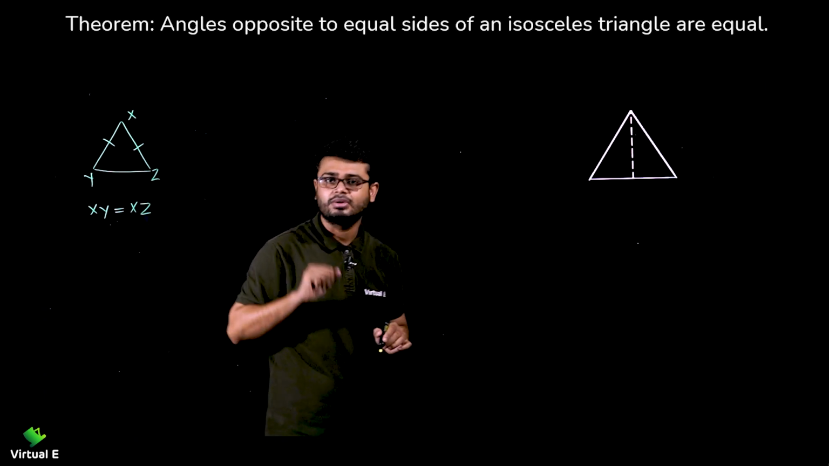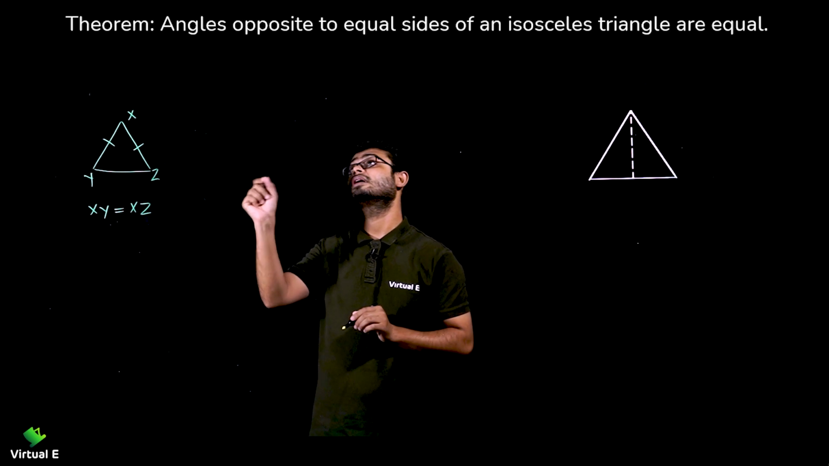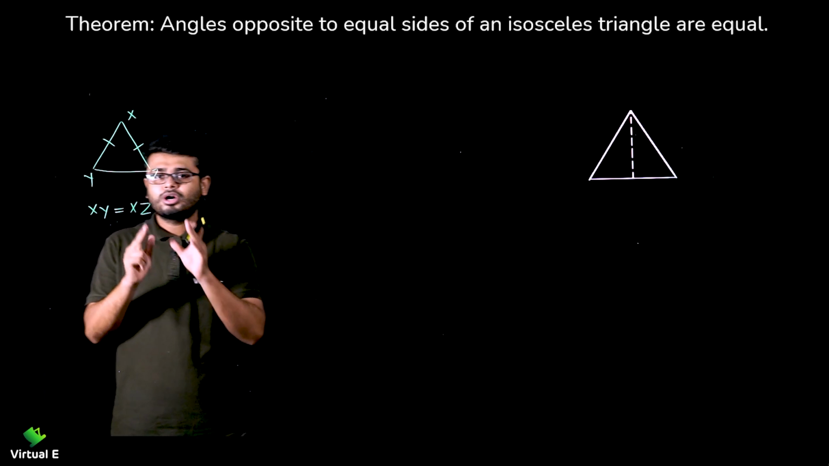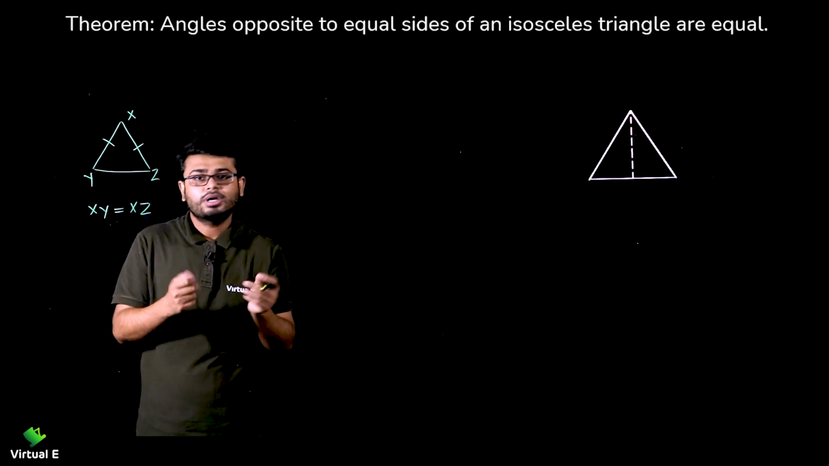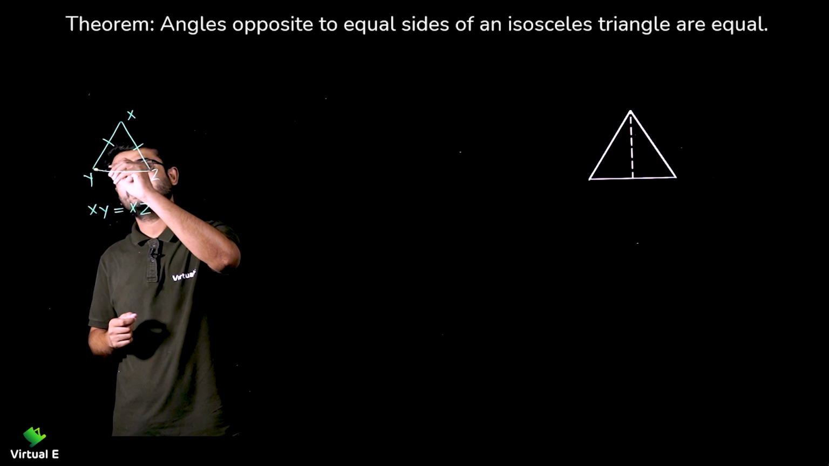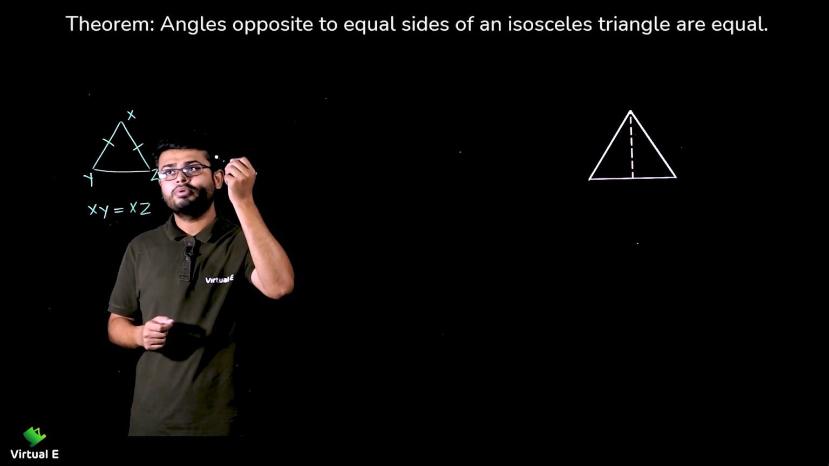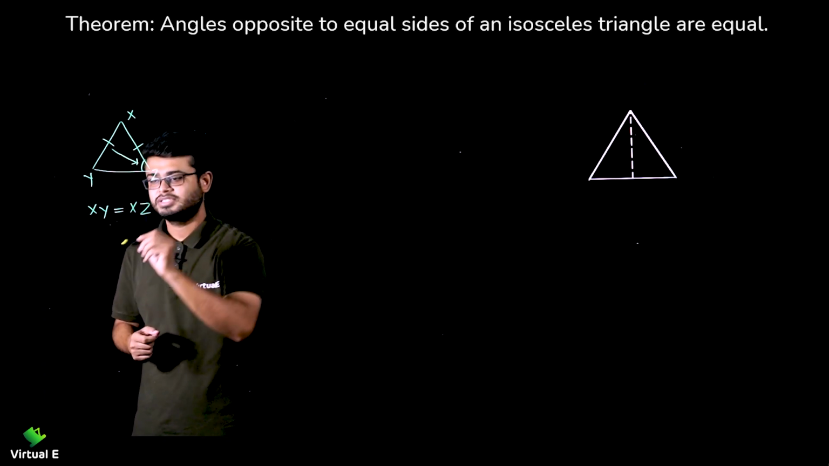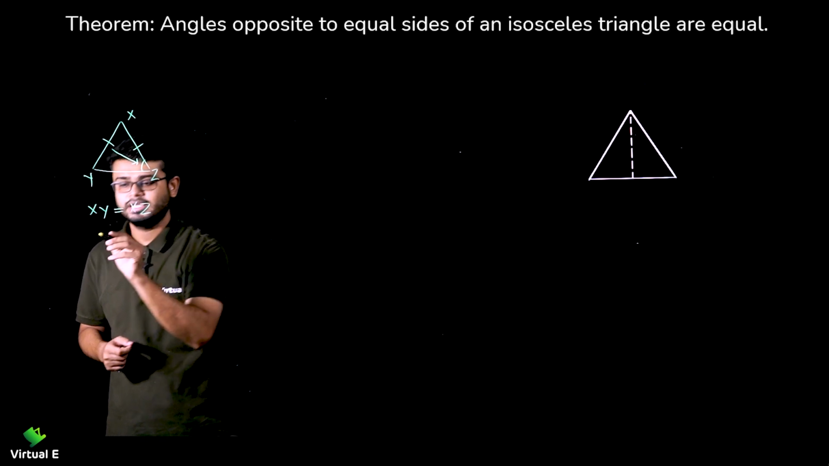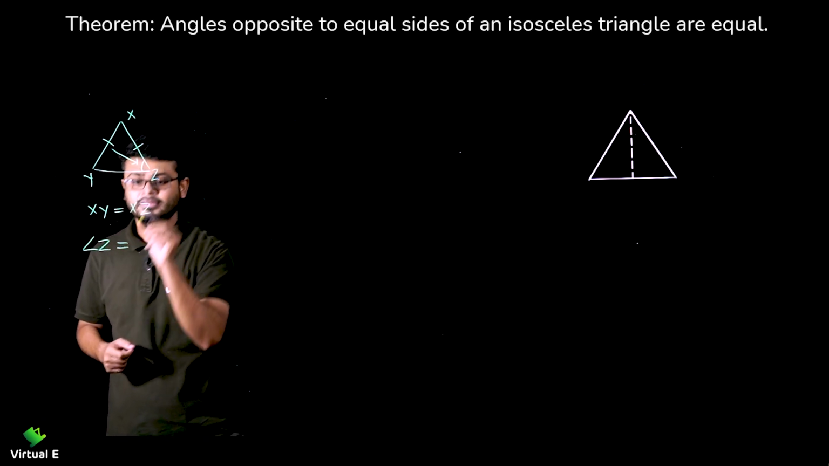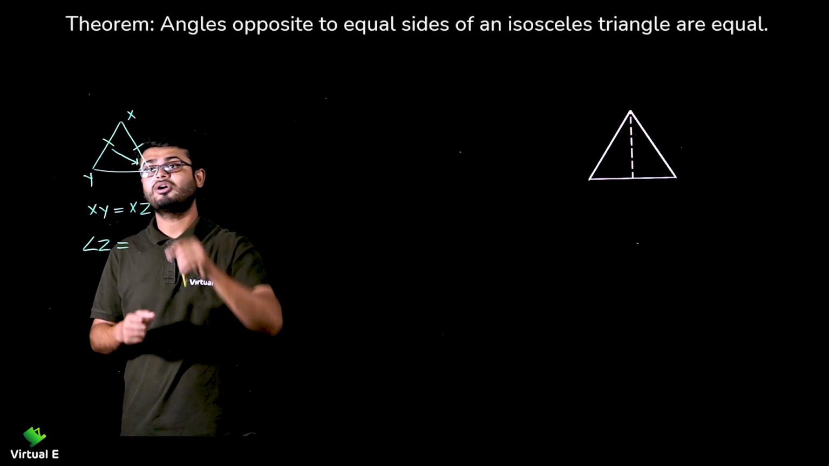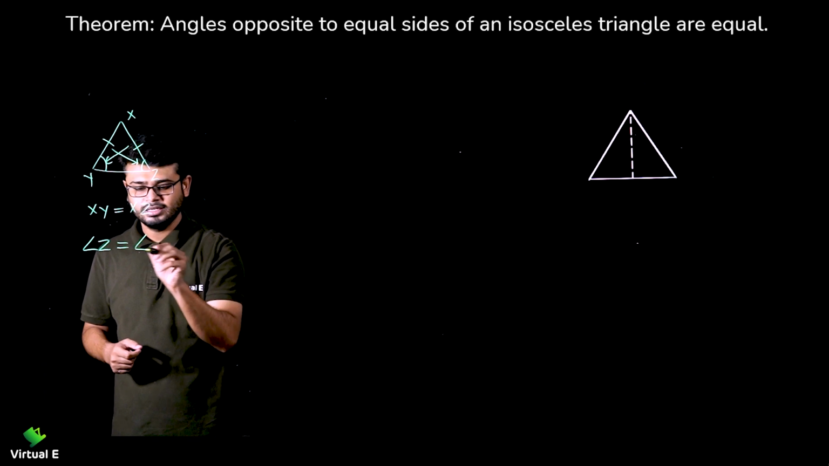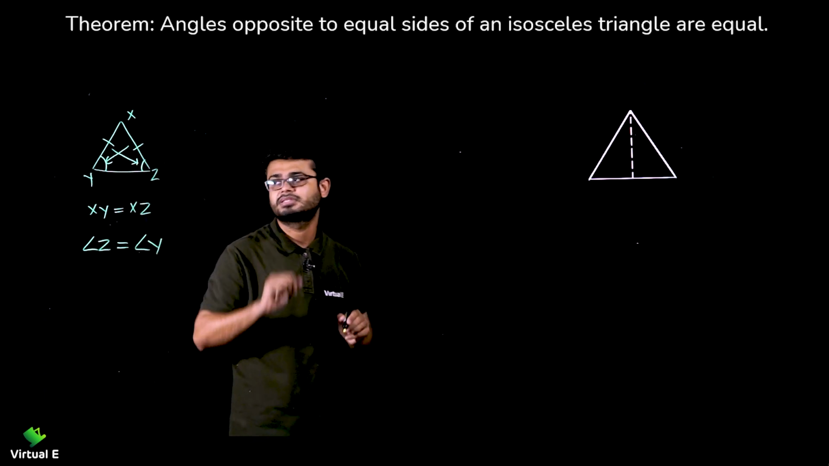These two sides are equal, and what we are supposed to take is the angle opposite to the equal side. First we need to talk about the opposite angle. Opposite to what? Equal sides. So XY is one side. What is the opposite angle to it? See, you need to just draw the arrow. That is angle Z. Opposite to XY is angle Z. And XZ, what is the opposite angle of XZ? Let's draw the arrow, that is angle Y. This is what this theorem means, right?